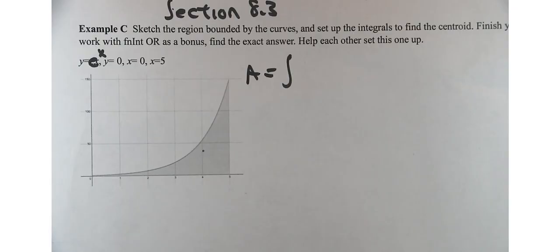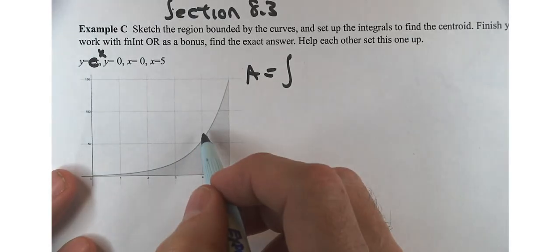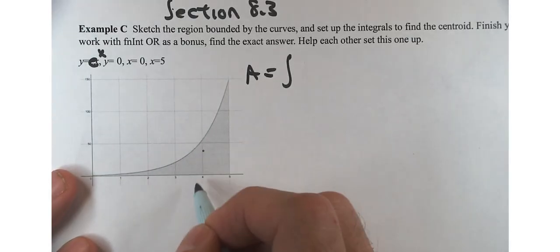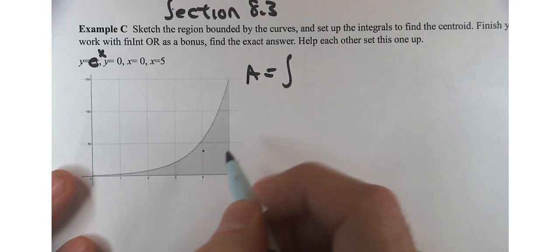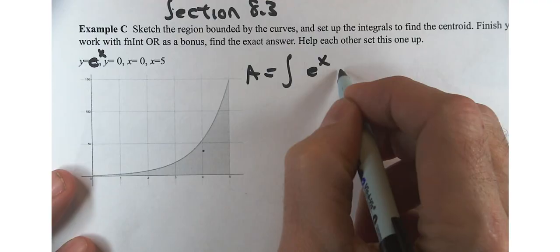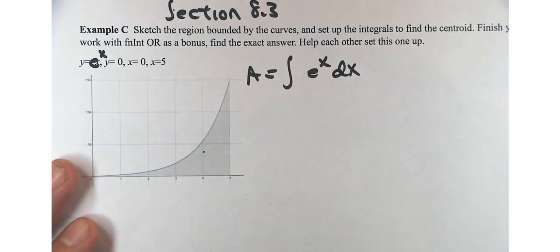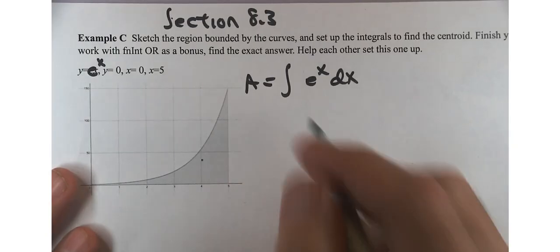Jesse, any suggestions? Top minus bottom times dx. All right, top minus bottom times dx. Since the bottom is just 0, the top is going to be e to the x minus 0 times dx. What should I integrate between? 0 to 5.